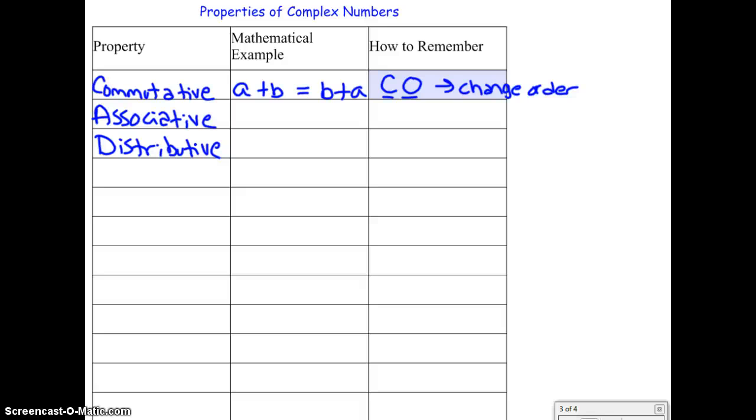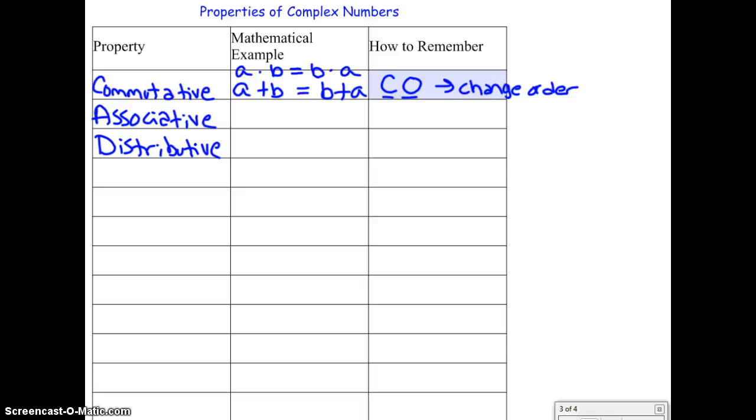It doesn't matter what order you add or multiply in. If I did A times B, it would be the same as B times A. So commutative property works for any complex number, any of the numbers we just talked about, if you're adding or multiplying.